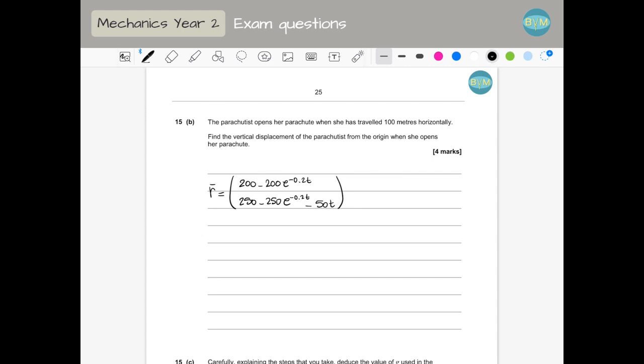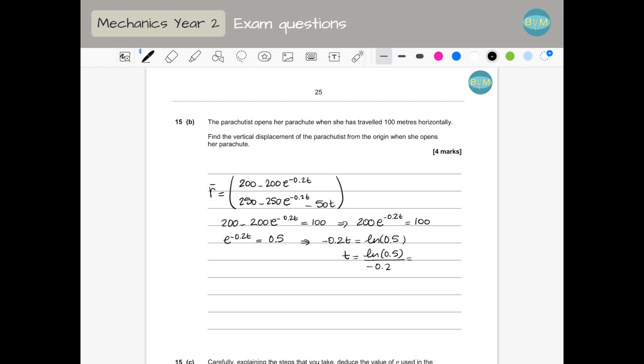So 200 minus 200 e to the power of minus 0.2t is going to be 100, which means 200 e to the power minus 0.2t is going to be 200 minus 100, 100. So e to the power of minus 0.2t is going to be 1/2 or 0.5, and then taking ln, minus 0.2t is ln of 0.5. Therefore, t is ln 0.5 divided by minus 0.2.